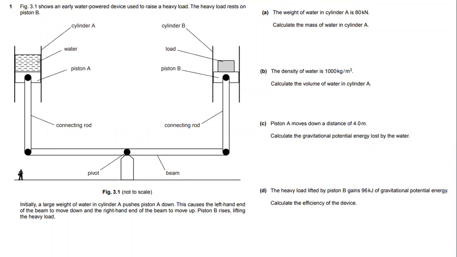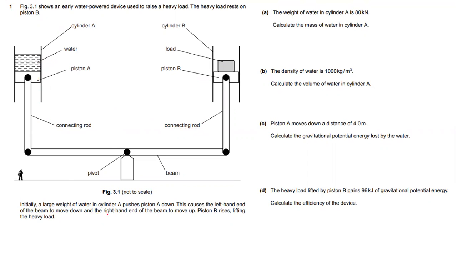Okay, so the figure shows an early water power device used to raise a heavy load. The heavy load rests on the piston B. So you have the load present here and the water present here. And then there's a hydraulic press, which means you can move an object upwards or downwards by making use of the water being added. So you are applying the force here.